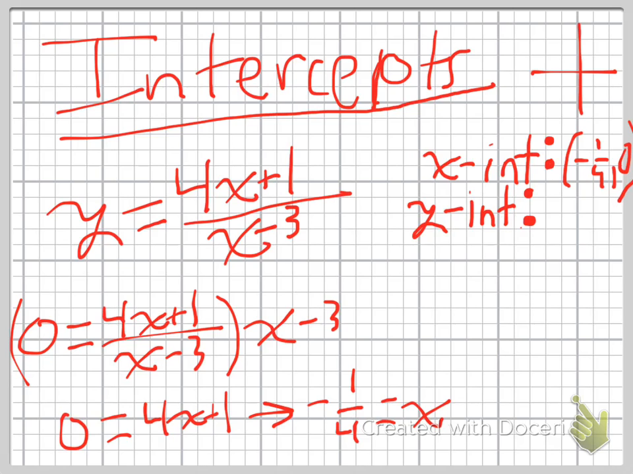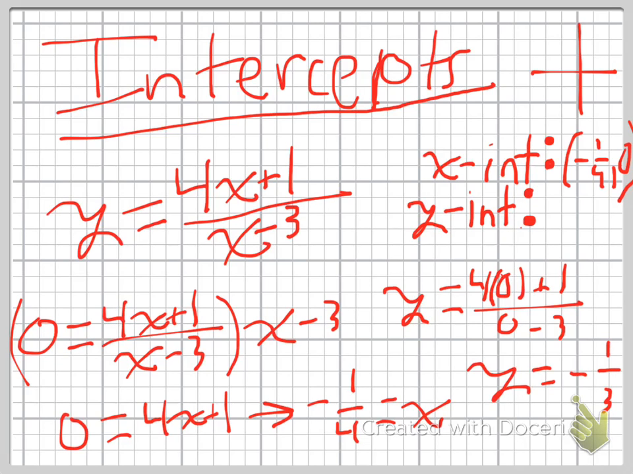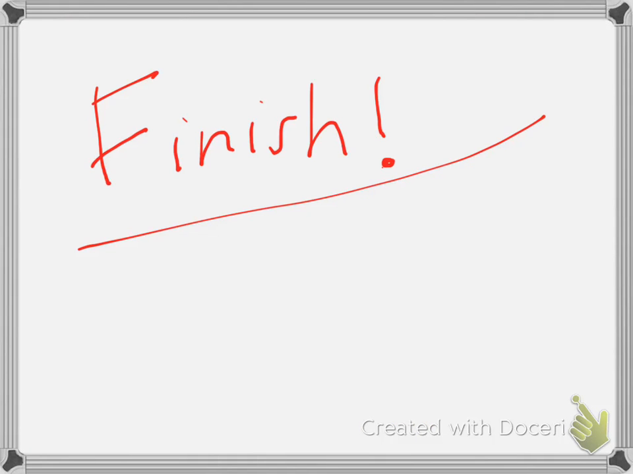And then to find your y-intercept, you just plug in 0 for x. So y equals 4 times 0 plus 1 over 0 minus 3. If you simplify that, you get y equals negative 1/3. So your y-intercept is the point 0, negative 1/3. And that's it for intercepts. They're another piece of information that you'll be required to give. And that's it. Now you know how to graph basic rational functions.